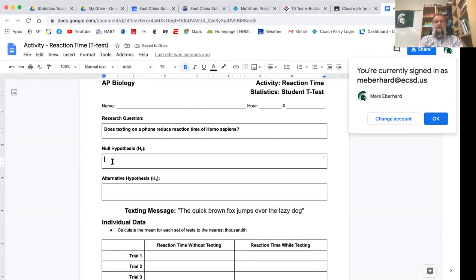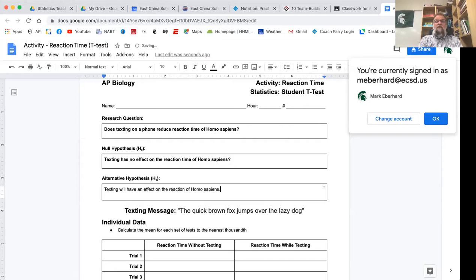We would then form a null hypothesis. The null hypothesis, remember, states that there will be no effect. So our null hypothesis would say that texting has no effect on the reaction time of Homo sapiens. And of course, we're trying to reject that in our experiment. And if we can, we consider the alternative, which says texting will have an effect on the reaction time of Homo sapiens.